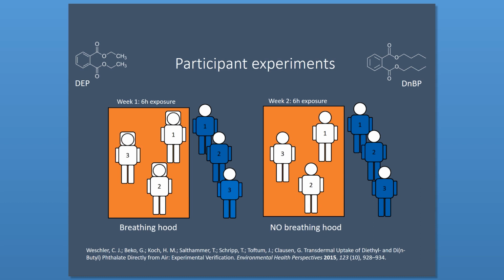So they go into this chamber for 6 hours, and they're also not wearing very much in the way of clothing, just wearing shorts so that most of their skin is exposed. After 6 hours, they leave, they put on normal clothing, and they go about their day. A week later, they go back into this chamber, same conditions. Everything is the same except they're not wearing the breathing hoods. And this is so that you can see the difference between with and without. And so the difference between these two experiments tells you something about the inhalation rate of these chemicals.